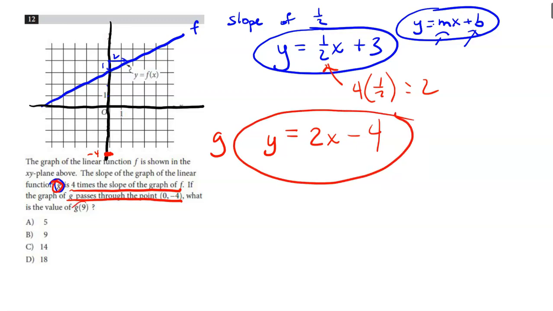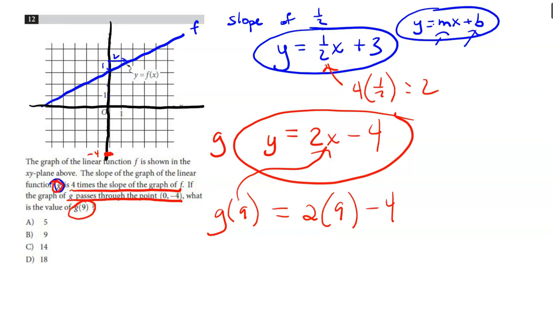And it says, what is the value of g of 9? Well, g of 9 basically means I'm just going to plug 9 in for x. So 2 times 9, take away 4, which is 18, take away 4. So it looks like g of 9 is 14. Now you could have just tried to keep graphing it. A slope of 2 would have been up 2 over 1, up 2 over 1, and so on. But you would have had to go a long ways to get all the way out to 9. So the formula was quite a bit faster.